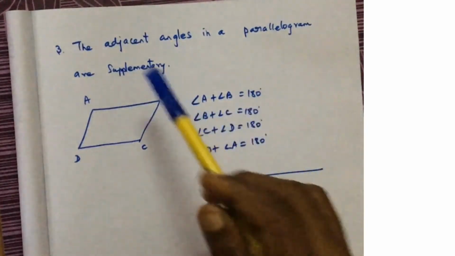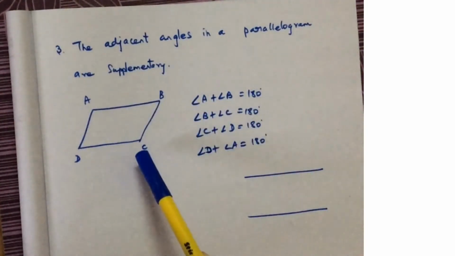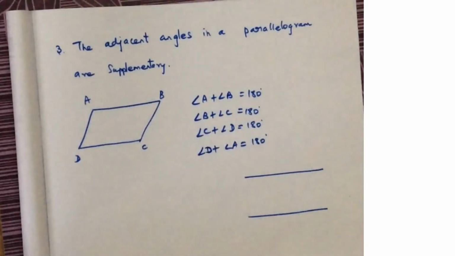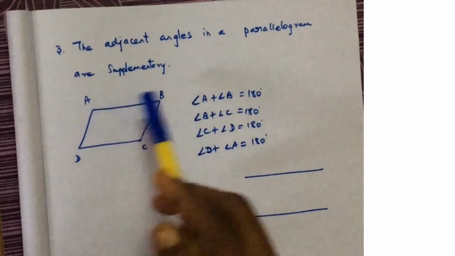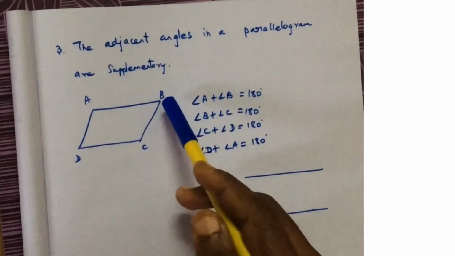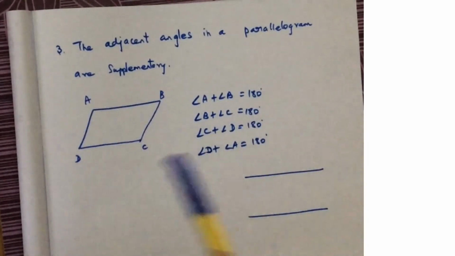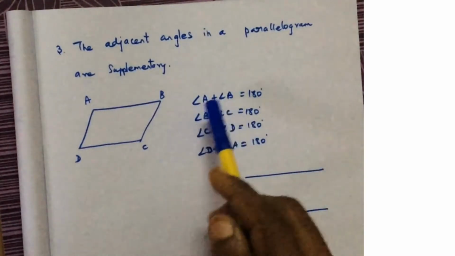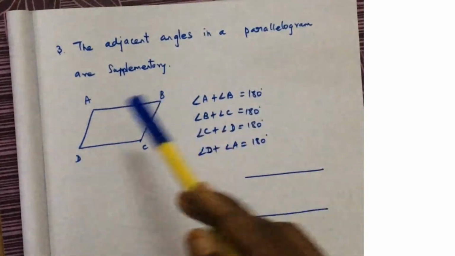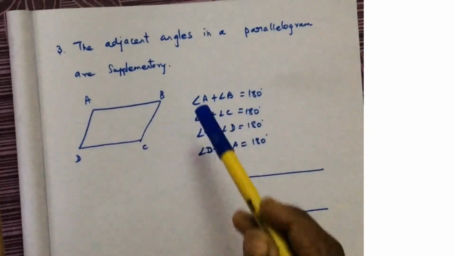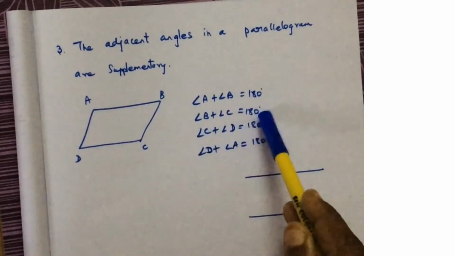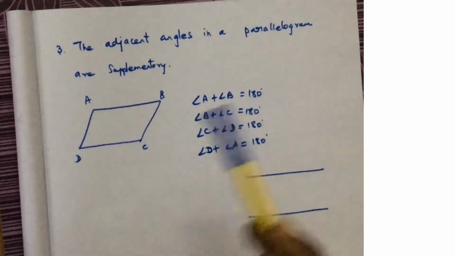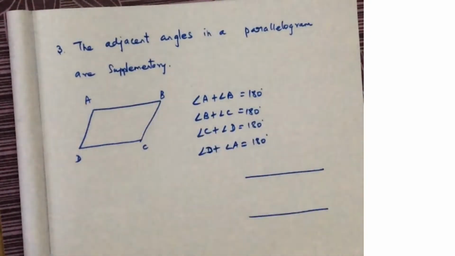Okay, first let me see what adjacent angles are. Take a parallelogram ABCD. What are adjacent angles? A and B are adjacent angles. B and C are adjacent, C and D are adjacent angles, D and A are adjacent angles. So what supplementary means is, when you add these angles, it should give 180. So angle A plus angle B is 180, angle B plus angle C should give 180, angle C plus angle D is 180, angle D plus angle A gives 180. This is what we have to prove now.